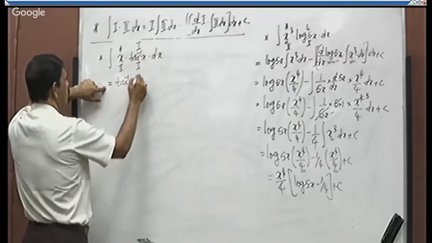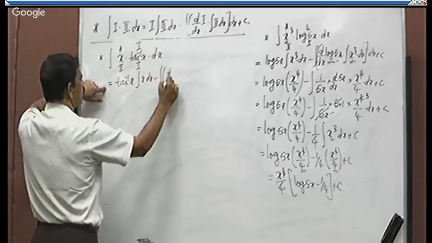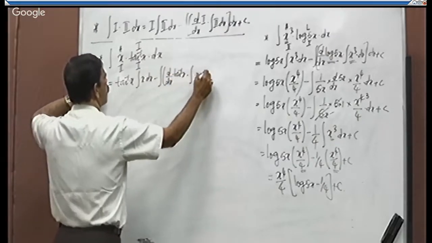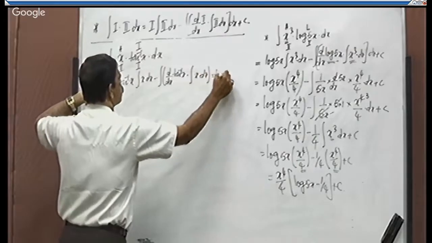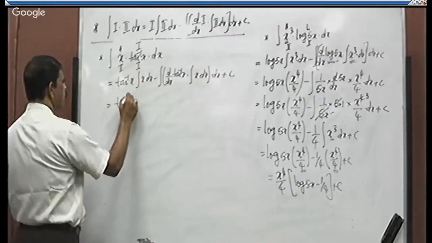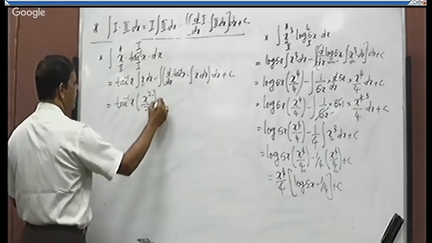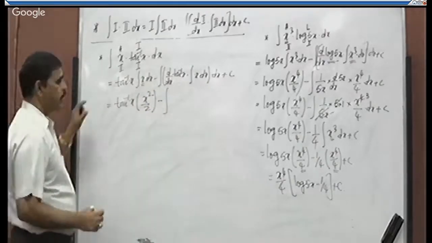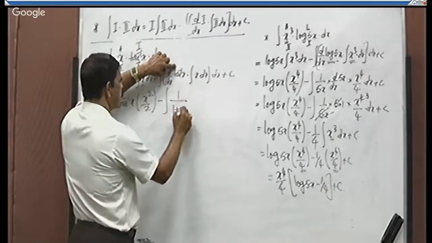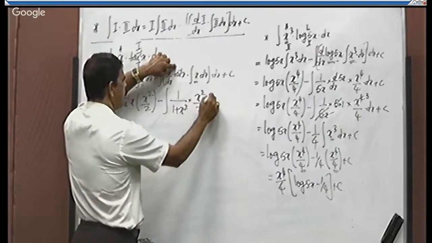First function into integration of second, minus integral of the bracket d by dx of first into integration of second, into dx plus c. Right? This is equal to tan inverse of x into, what is integration of x? It is x square divided by 2, minus integral of differentiation of tan inverse x, which is 1 by 1 plus x square, into x square by 2 into dx plus c.